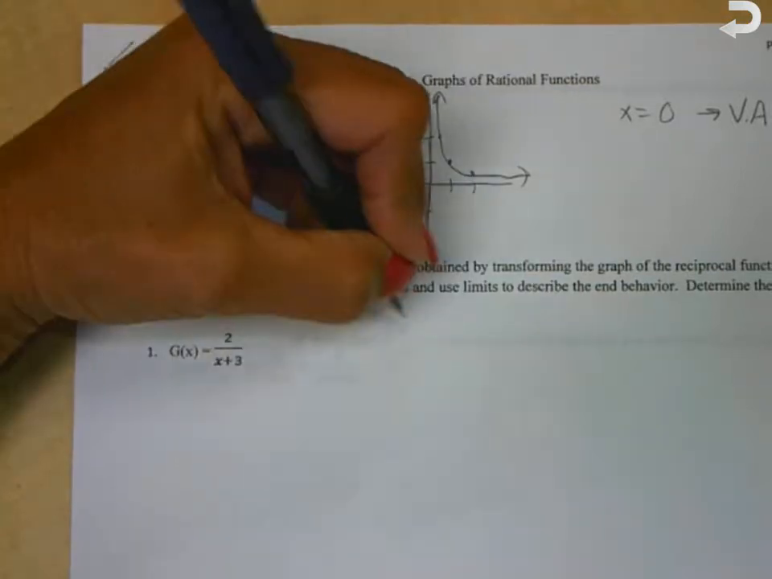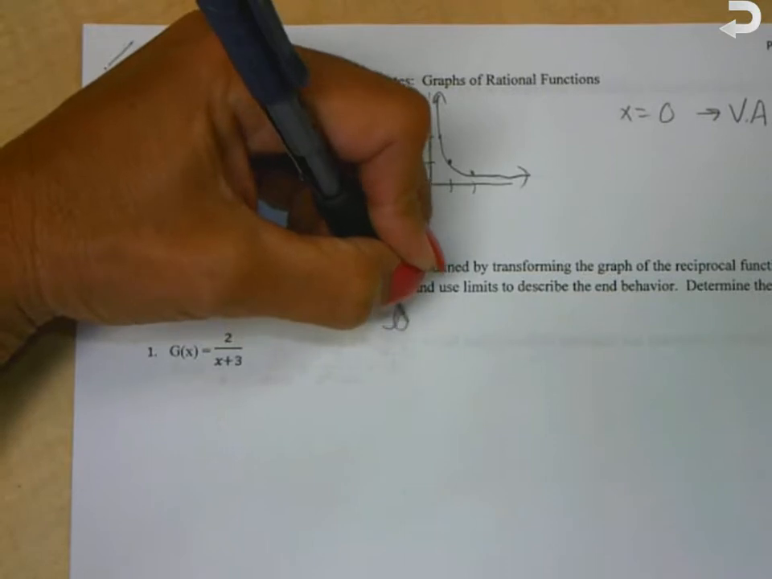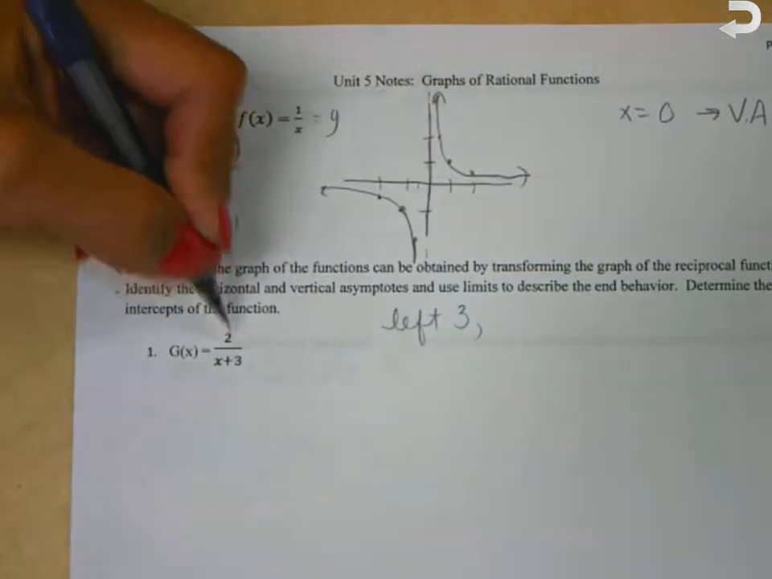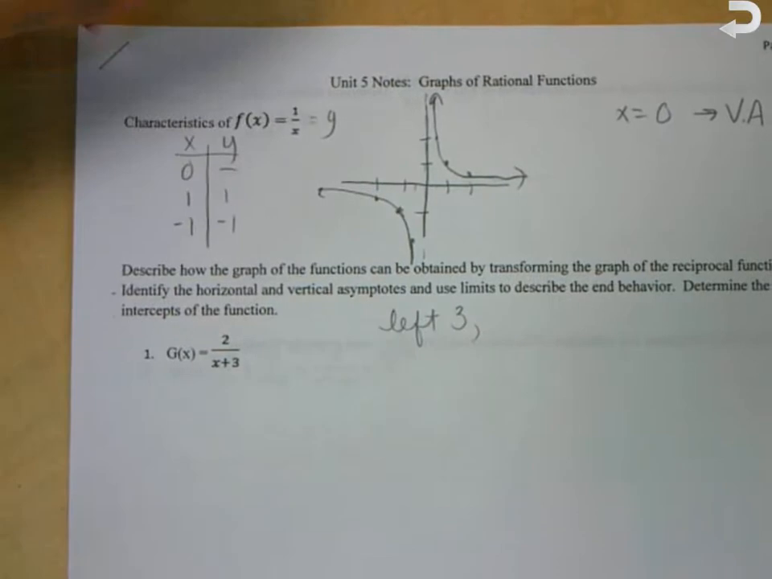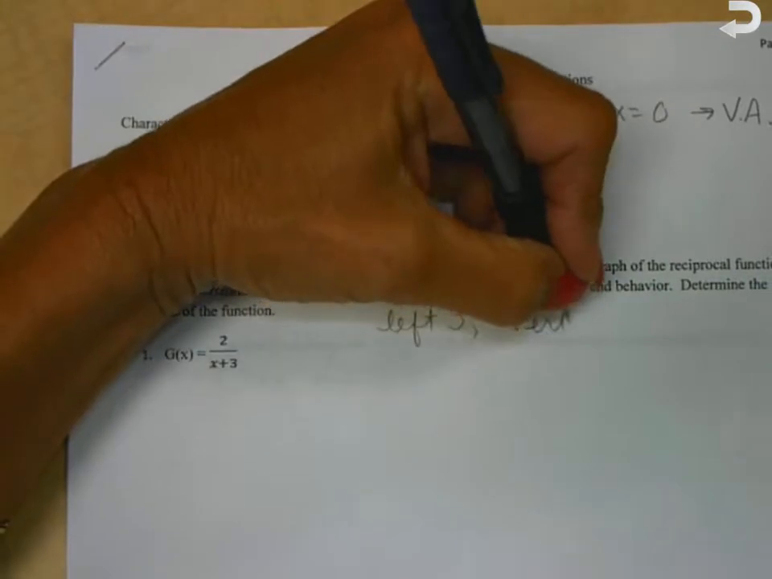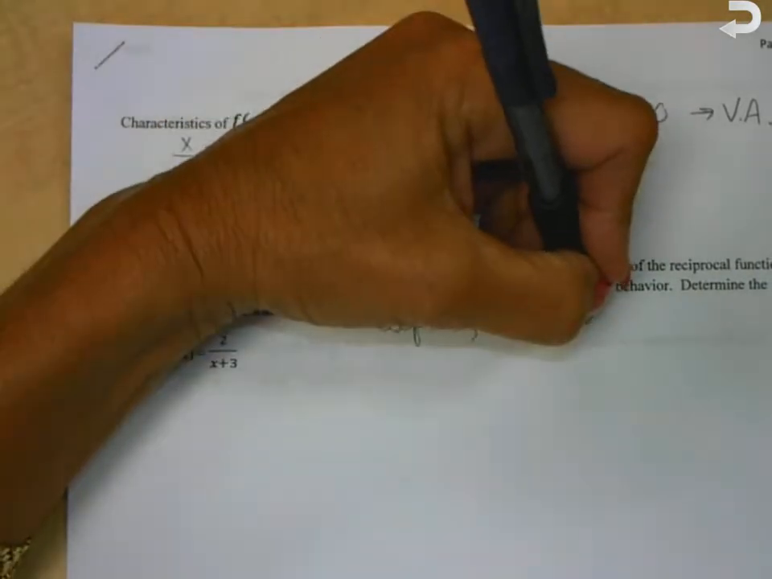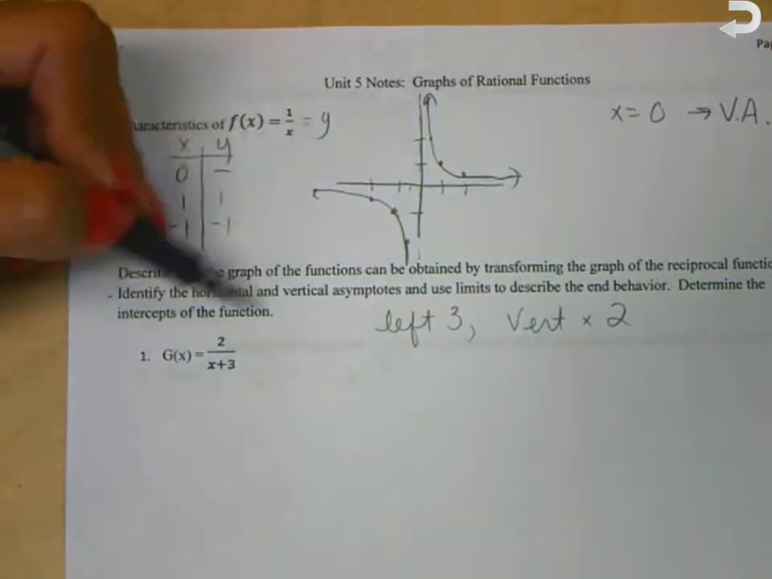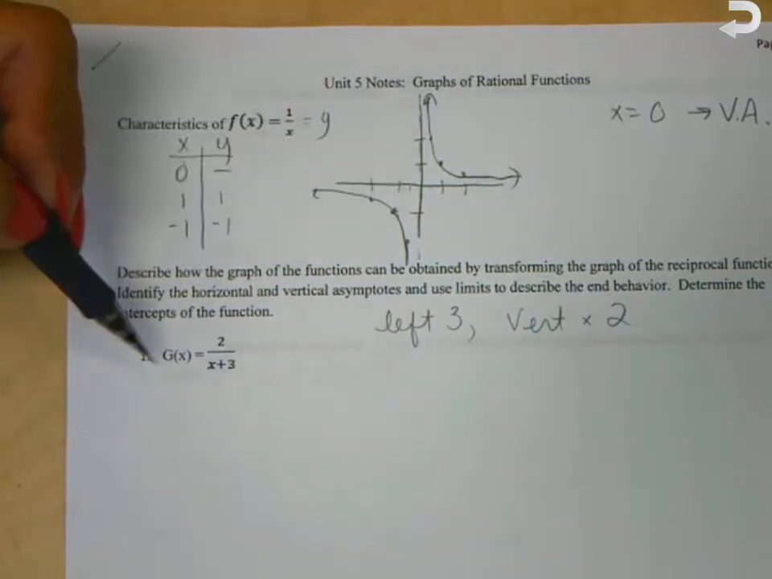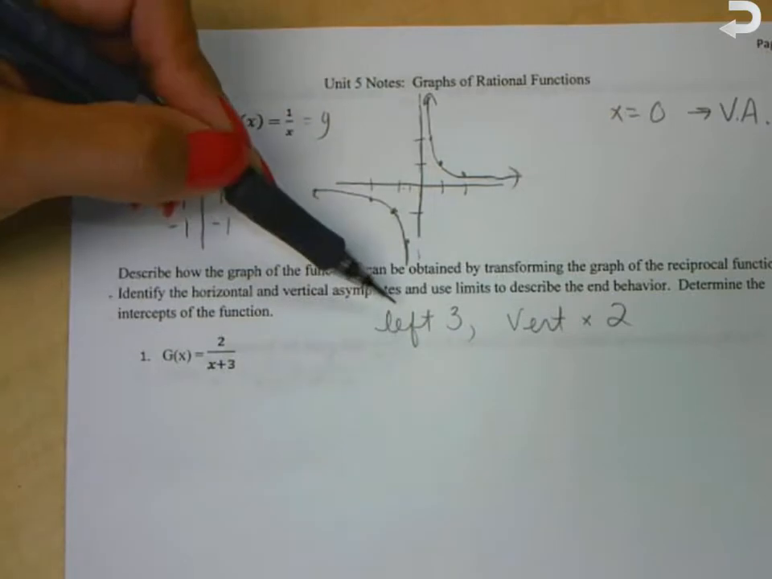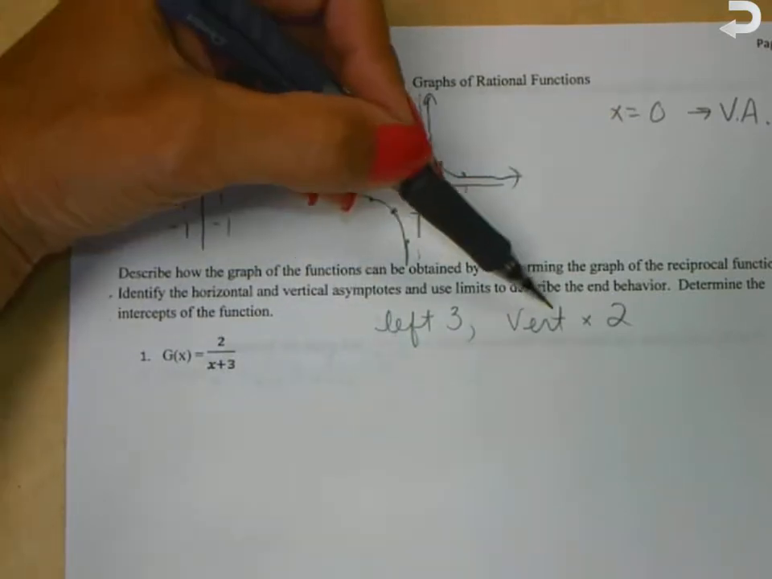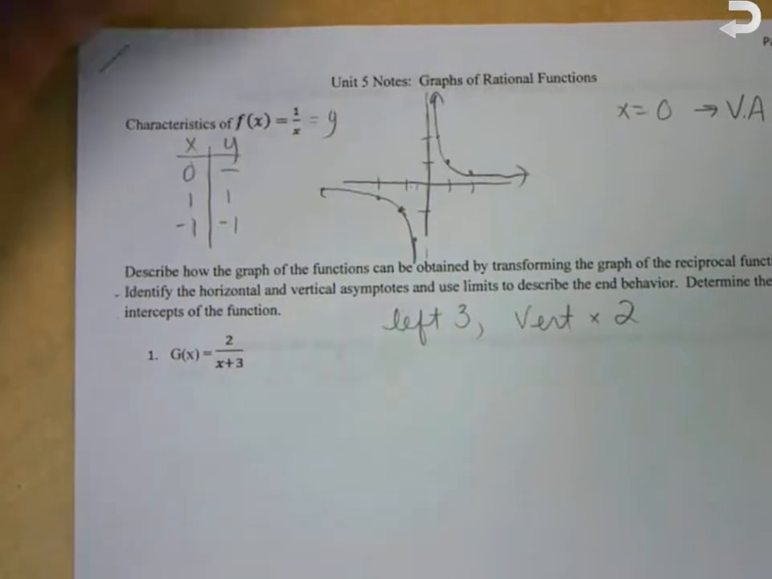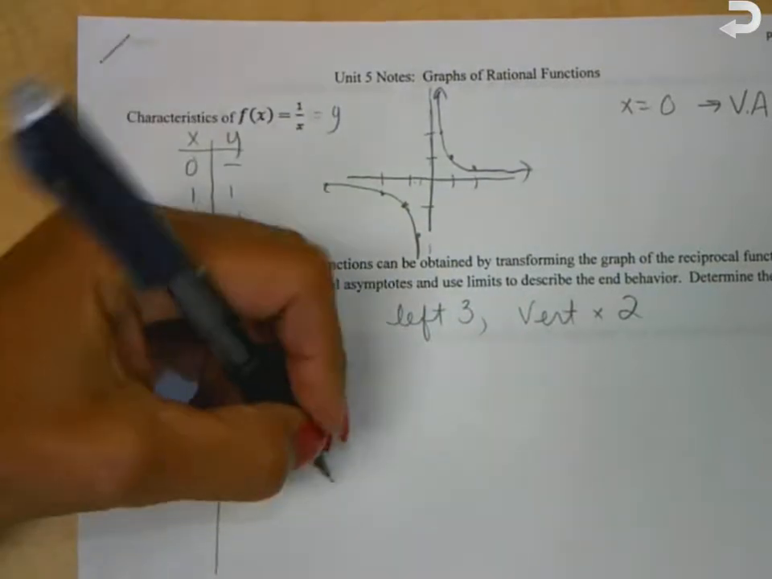And we know that this 3 is going to cause our graph to go left 3. We also know that this 2, a multiplier of 2, is going to make us have a vertical stretch by a factor of 2. So comparing this graph to g, we're going to have the transformations of left 3 and stretched by a factor of 2 take place vertically.